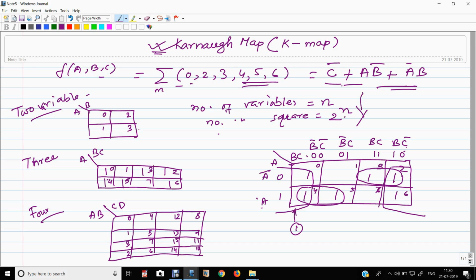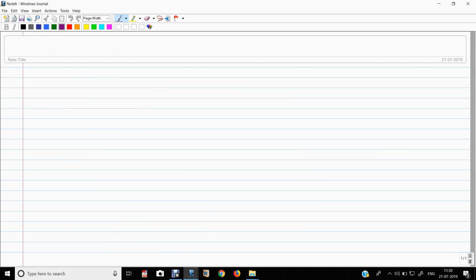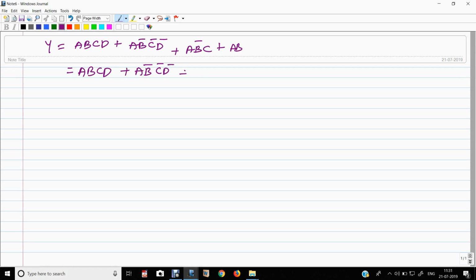Okay, take another example. Take an expression. So y equals to a b c d plus a b bar c bar d bar plus a b bar c plus a b. So what we have to do? We have to derive it in sum of product form. So this will be a b c d plus a b bar c bar d bar plus a b bar c d plus d bar plus a b c plus c bar and d plus d bar, right?